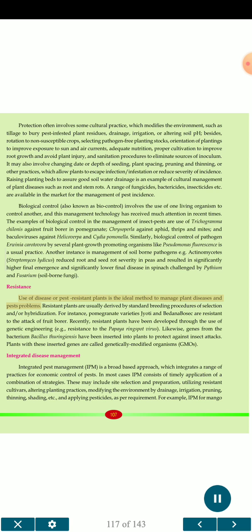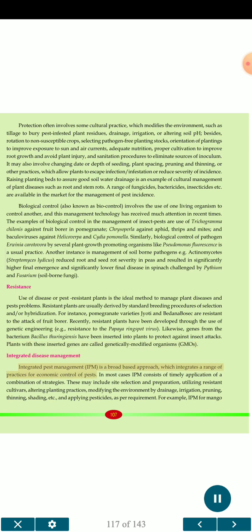Resistance. Use of disease or pest-resistant plants is the ideal method to manage plant diseases and pest problems. Resistant plants are usually derived by standard breeding procedures of selection and/or hybridization. For instance, pomegranate varieties Jyoti and Bedana Bosek are resistant to the attack of fruit borer. Recently, resistant plants have been developed through the use of genetic engineering, e.g., resistance to the papaya ringspot virus. Likewise, genes from the bacterium Bacillus thuringiensis have been inserted into plants to protect against insect attacks. Plants with these inserted genes are called genetically modified organisms, GMOs.